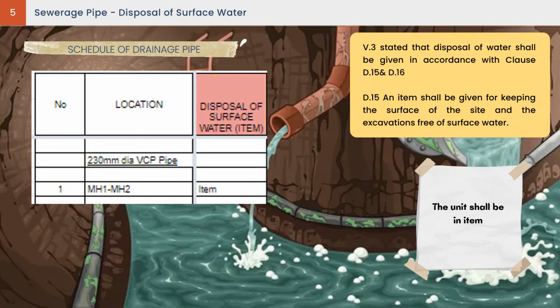So for disposal of surface water, in SMM, V.3 stated that disposal of water shall be given in accordance with clause D.15 and D.16. D.15, an item shall be given for keeping the surface of the site and excavation free of surface water, and the unit shall be given in item.